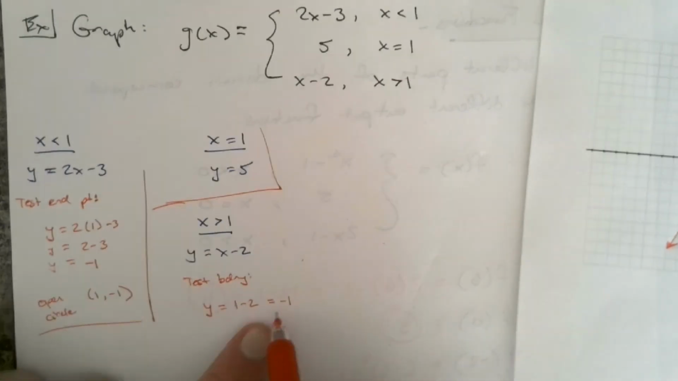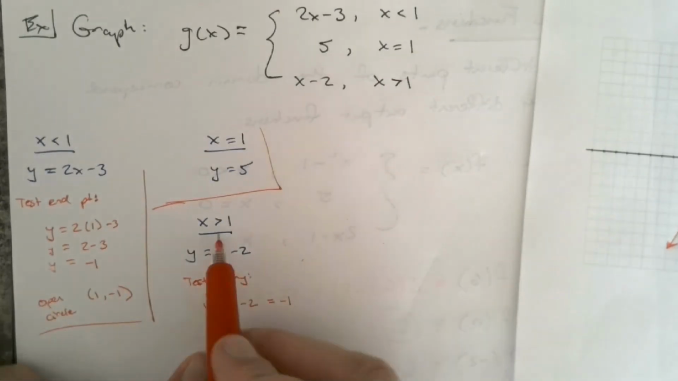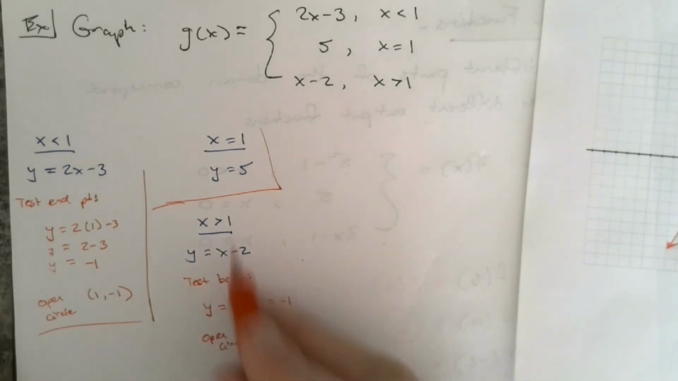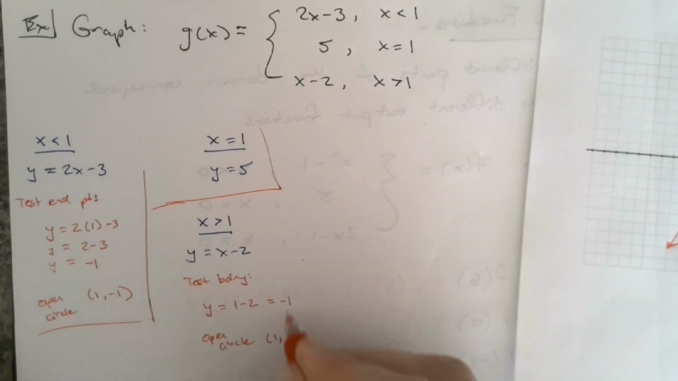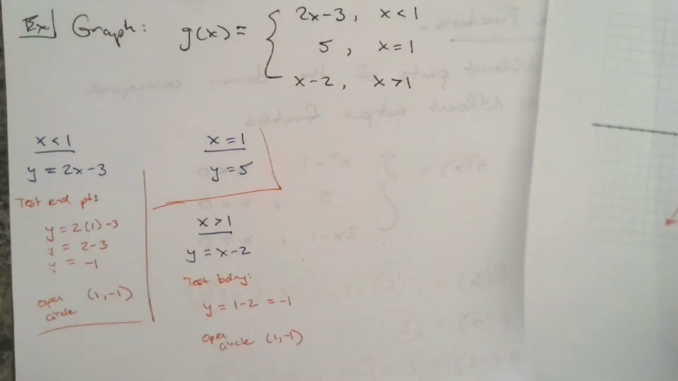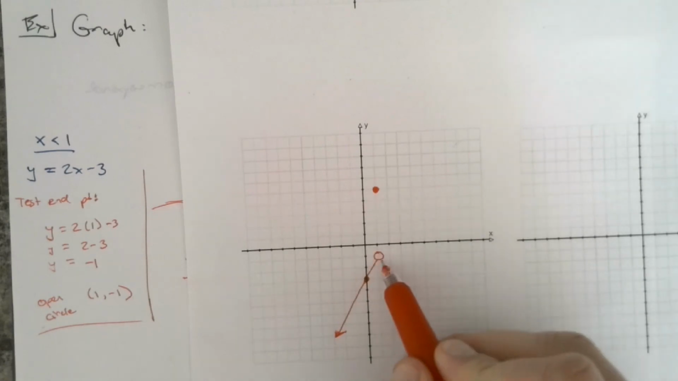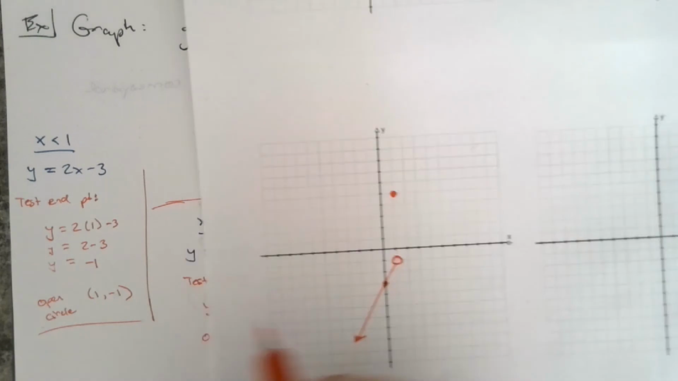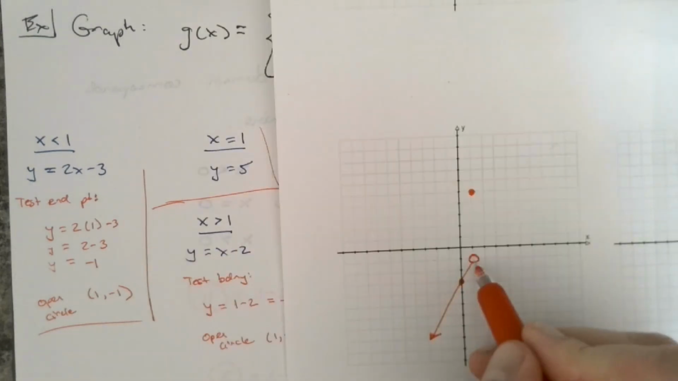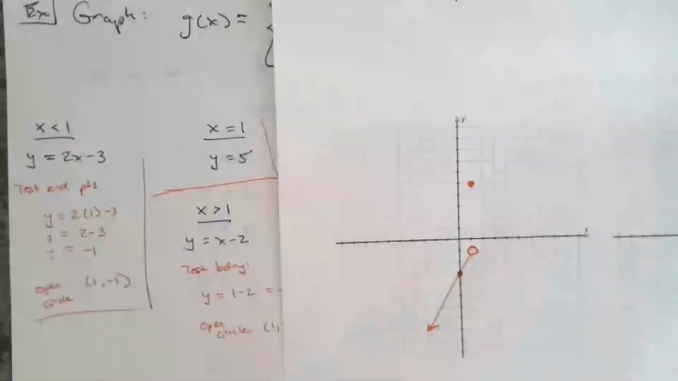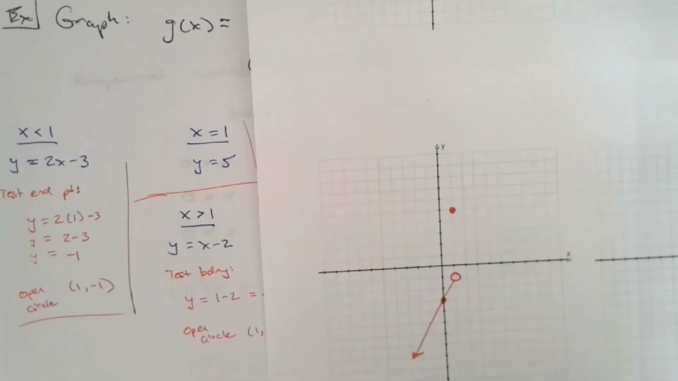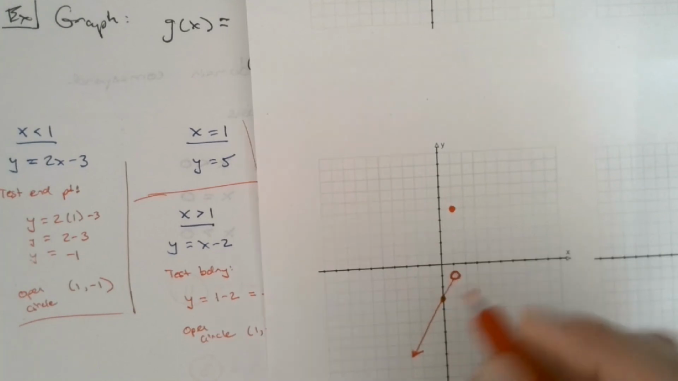And do we include it? No, because there's no equal sign here. So we have an open circle. At the point, the x value I subbed in is 1. The y value is negative 1. Well, let's go to that on our graph. Well, 1, negative 1 happens to be the one I already have, so it's an open circle that's still there. Now if this had an equal to and it became a closed circle, you'd fill it in. So if you have an open circle and a closed circle on the same point, it automatically becomes closed and you'd fill it in.